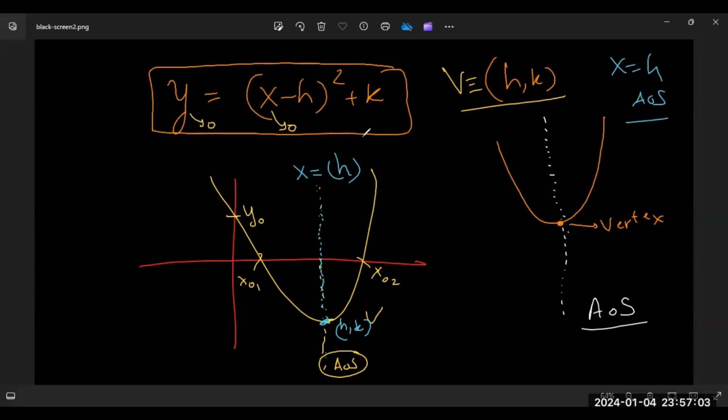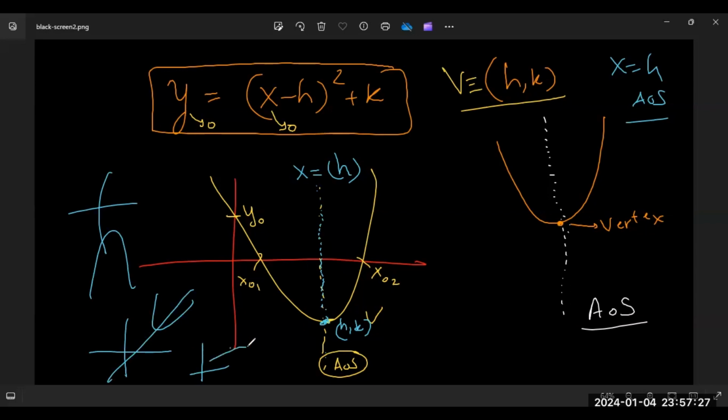Sir, for GRE scope, is only this parabola used, or where the axis of symmetry could be along the y-axis, that form also we have to take into account? No. So inverted parabolas or oblique parabolas are not present in the GRE syllabus. Not even this.